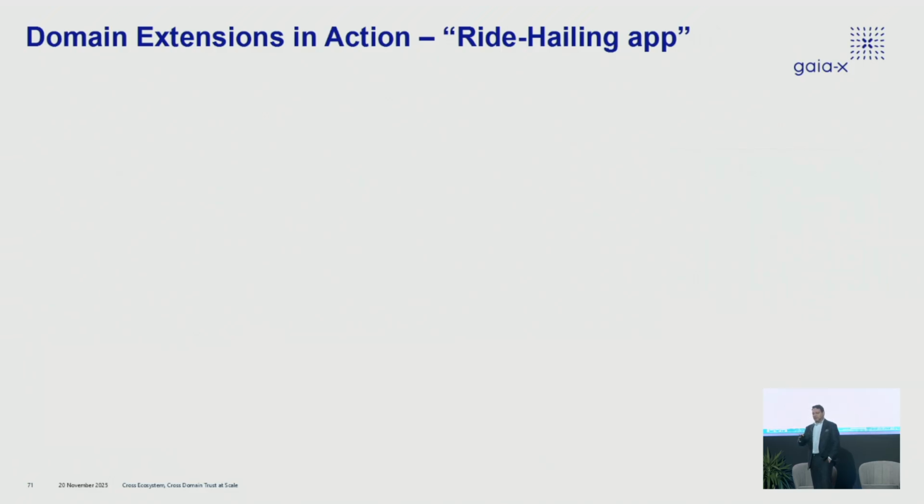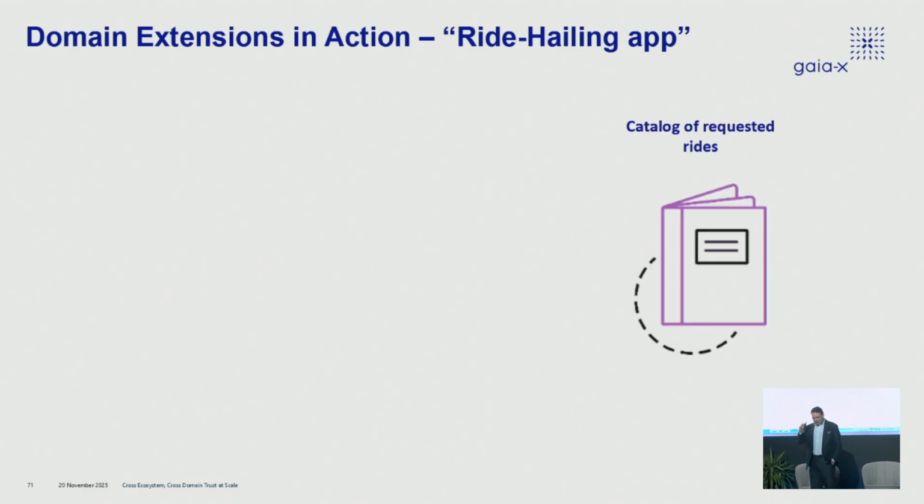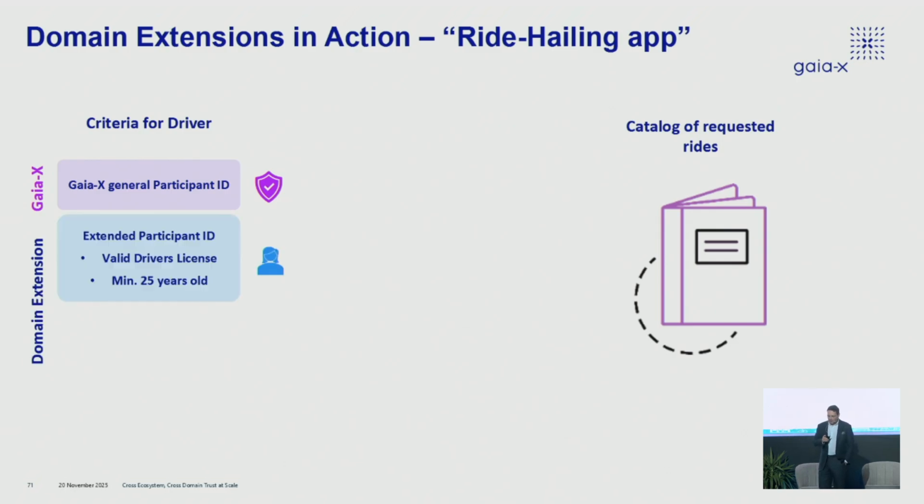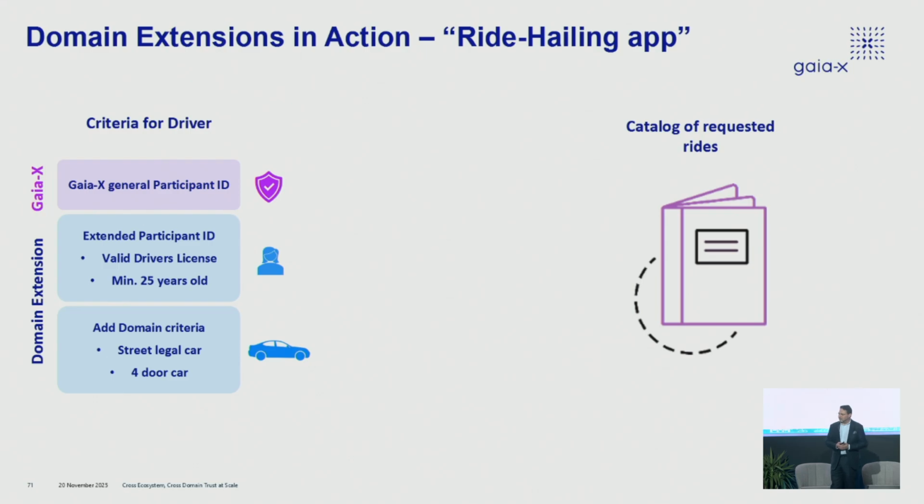Now, in order to give a little more detail on this one, I have a very simple application. I don't say a company, but you can use it everywhere in Porto. It's a ride-hailing app. So let's imagine that all the rides that people want at this moment are in a catalog. And everyone, in theory, could provide such a ride. But there are criteria. You have to have a generic participant ID from Gaia-X, so you need to be identified. You have an extended participant ID because by the law, you have to have a valid driver's license, and the driver has to be more than 25 years old. And then we have domain criteria, because you need a street legal car, and it should have 4 doors.